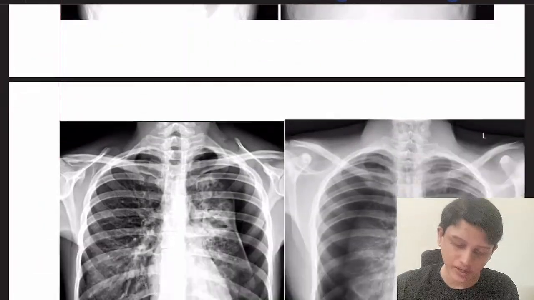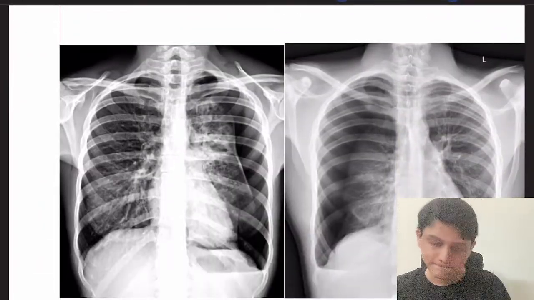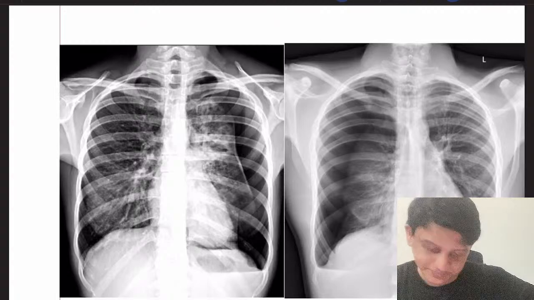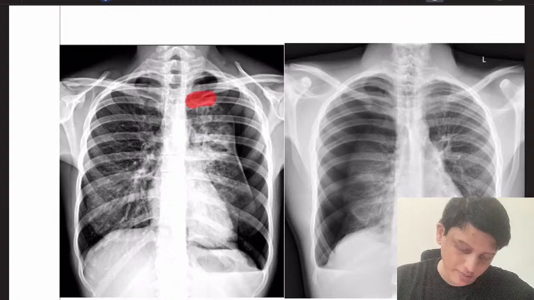See, with the images, now you tell me, what is this? Can anybody tell? What is this? See, it's a lung border here. Can you see the lung border?